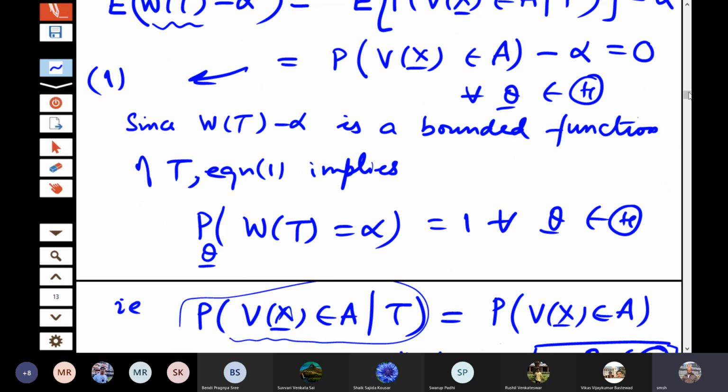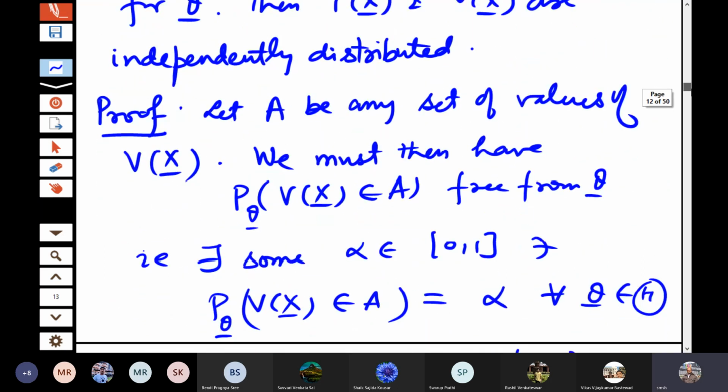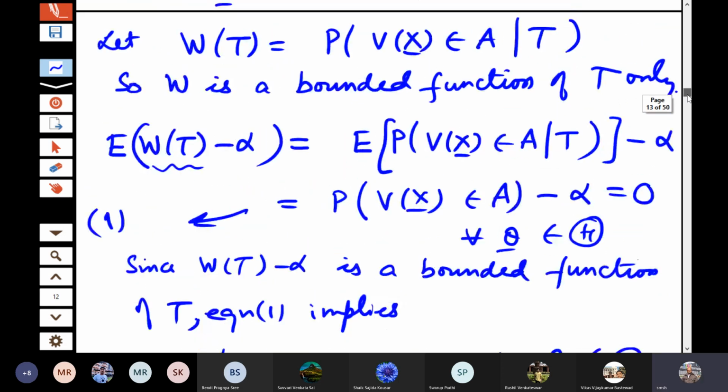So I take an arbitrary set A in the space of values of V, and since V is ancillary, then probability of Vx belonging to A is free from theta. That means it is equal to some constant for all theta. So I am calling that constant alpha. Next, I define conditional probability distribution of V given T over the set A. I call this function Wt. Obviously, since the conditional distribution of x given t is free from theta because t is a sufficient statistic, therefore this is a statistic. That means it's a function of t alone. And this is probability, therefore it lies between 0 and 1. Therefore W is a bounded function.